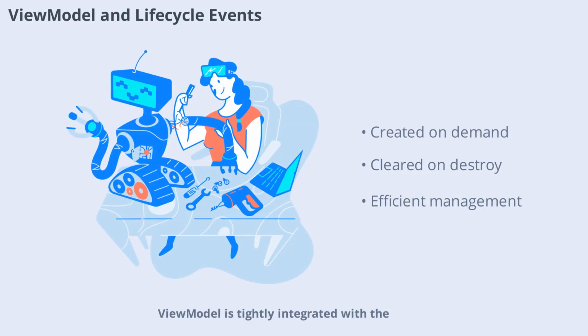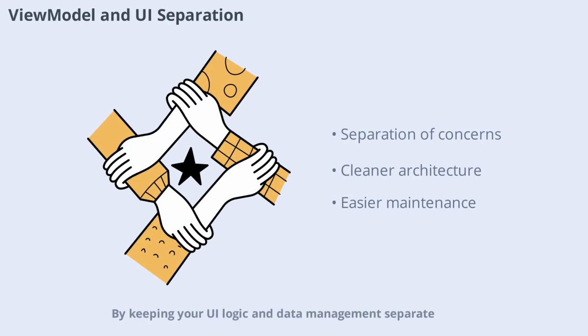ViewModel is tightly integrated with the lifecycle events of your activity or fragment. It's created when you first request it and cleared when the lifecycle ends. This integration ensures that your data is managed efficiently and that resources are released when they're no longer needed. By keeping your UI logic and data management separate, ViewModel helps you build cleaner, more maintainable apps. The UI observes data from the ViewModel, reacting to changes without directly managing the data itself. This separation of concerns is a key principle of modern Android architecture.